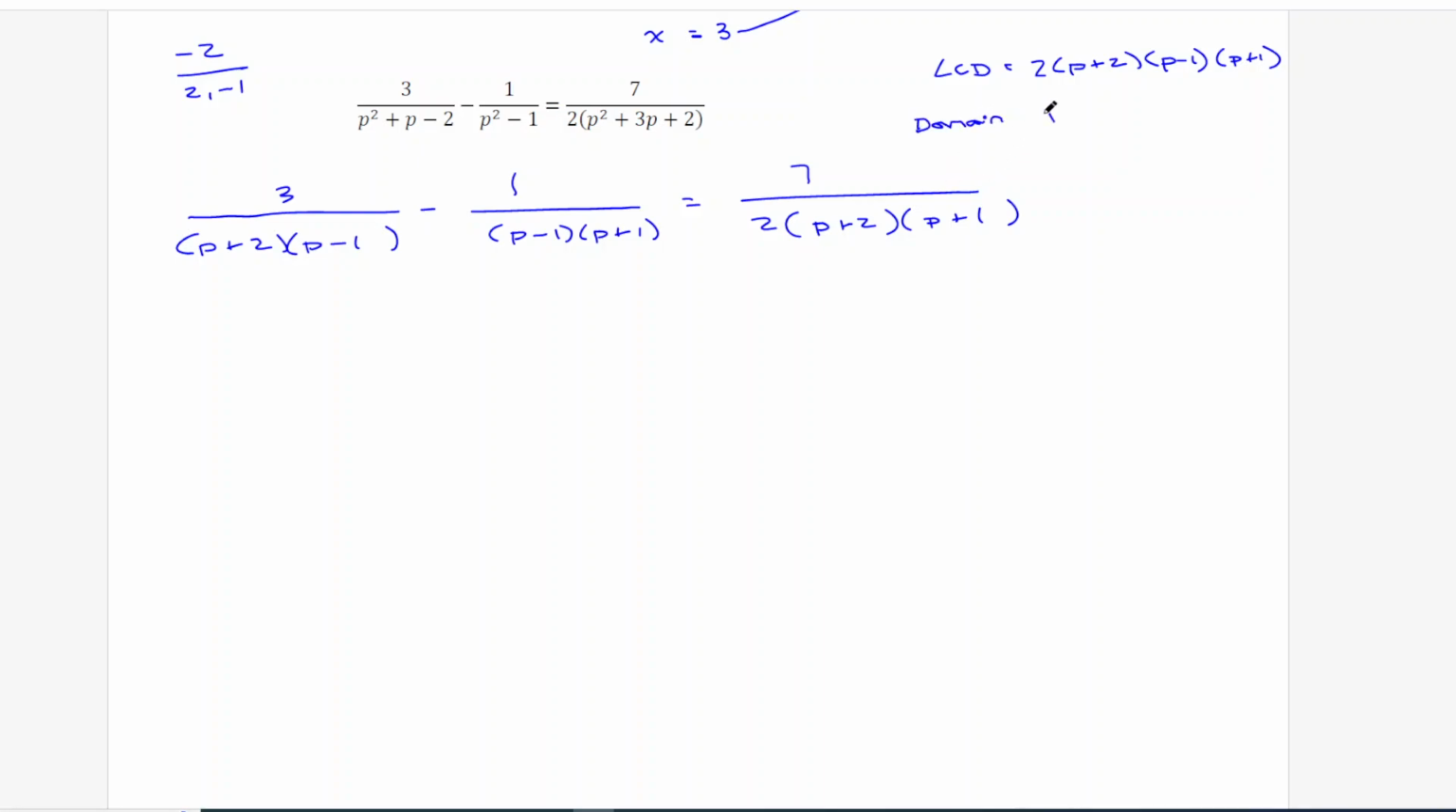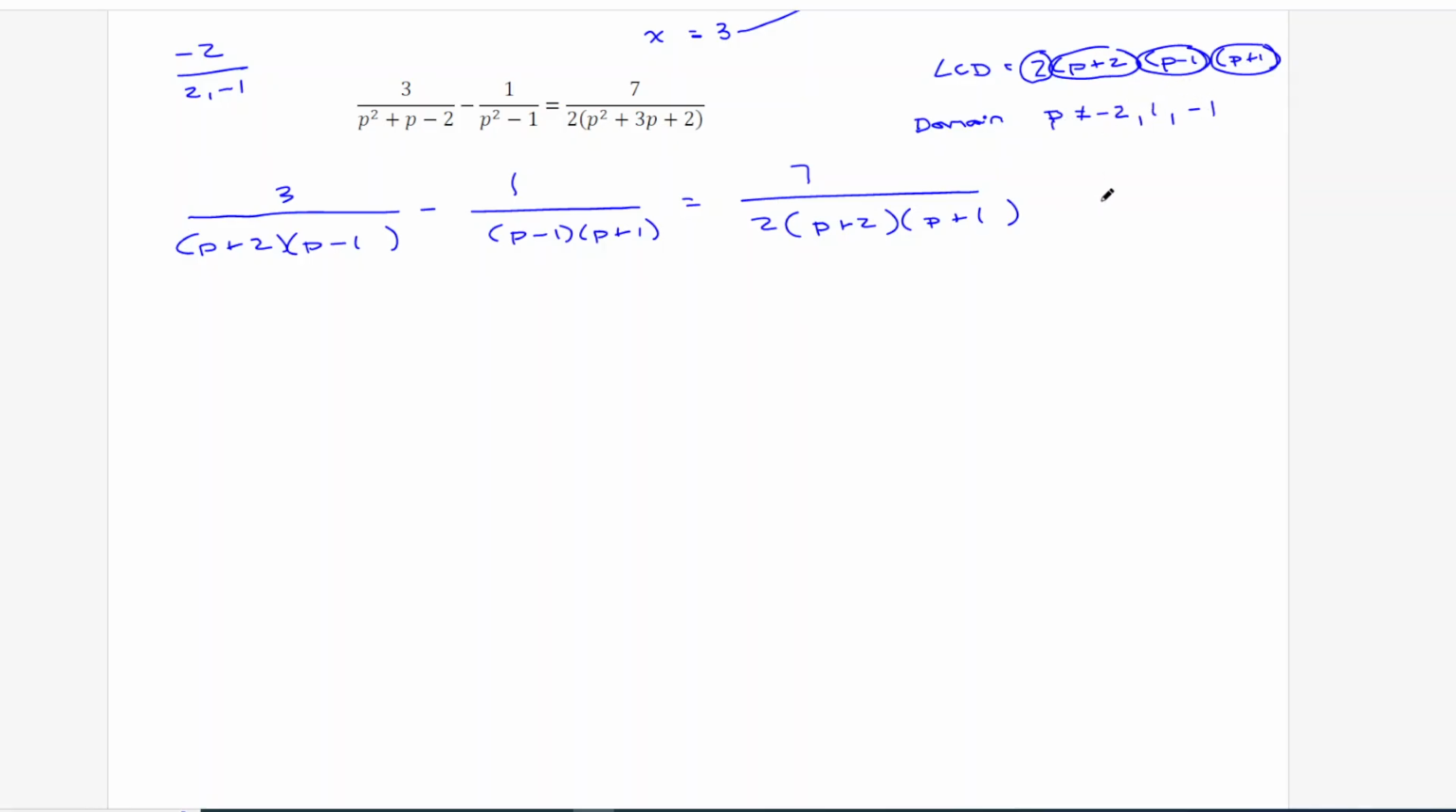Then I'm going to write my domain. My domain is that p cannot equal... So I'm going to take each of these parts of my domain and say that they cannot equal 0. So 2 cannot equal 0 is fine. It will never be 0. p plus 2 cannot equal 0, so p cannot equal negative 2. p minus 1 cannot equal 0, so p cannot equal 1. And then p plus 1 cannot equal 0, so p cannot equal negative 1. So my restrictions are that p cannot be negative 2, negative 1, and 1.